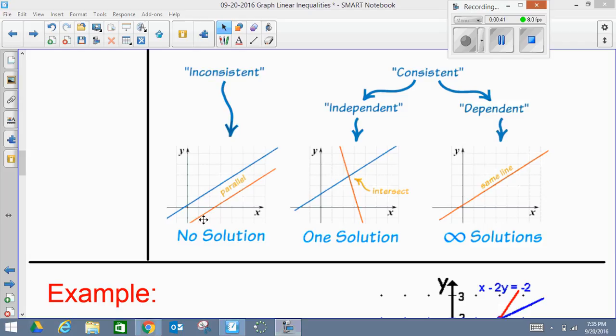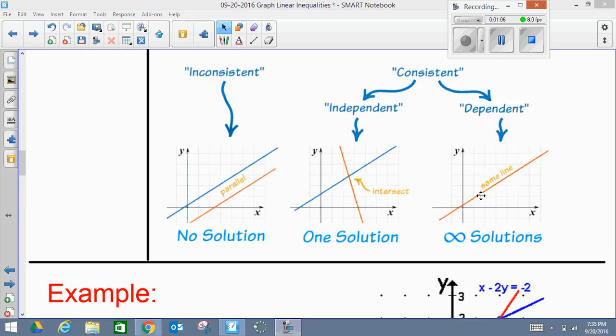When a system has no solution, it's because the lines are parallel lines, and it's called an inconsistent system. When it's one solution, it's because the lines intersect at one point. Therefore, it's one solution, and the solution will be the coordinates of that intersection point. And the system is called consistent independent.